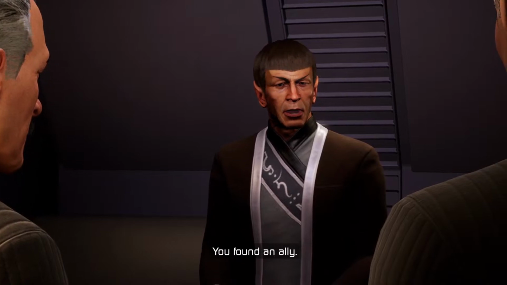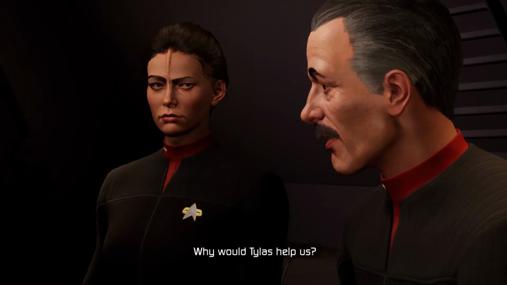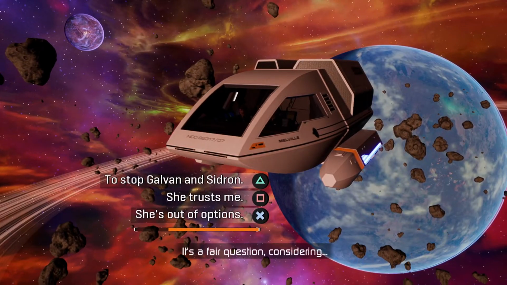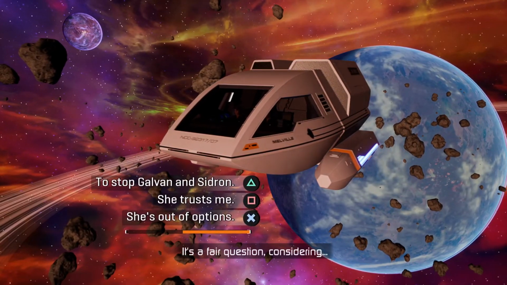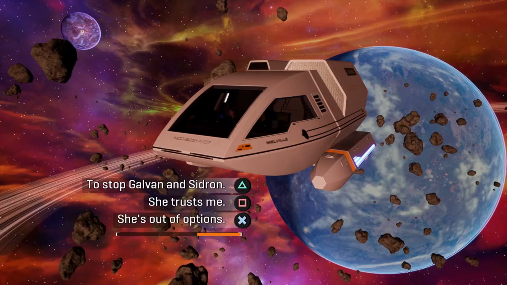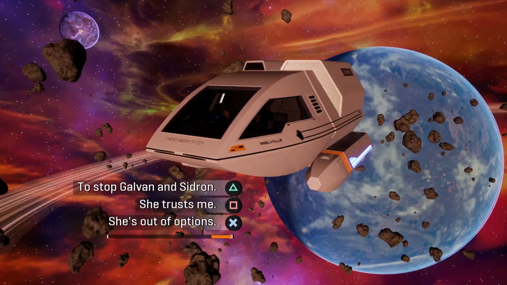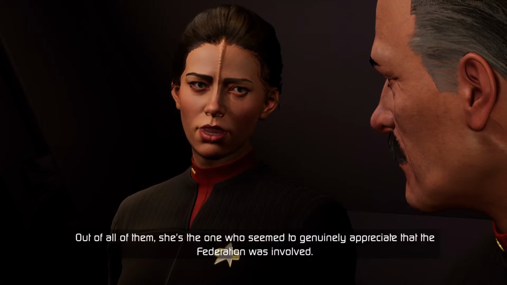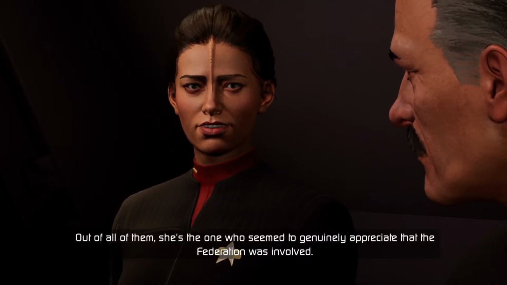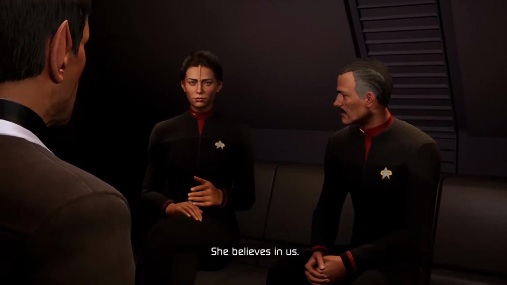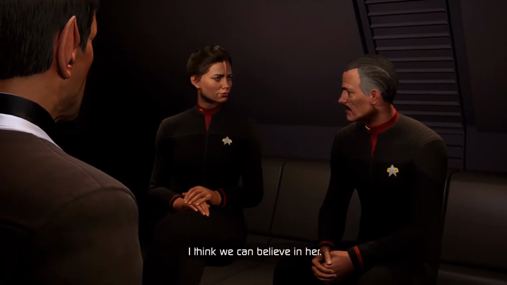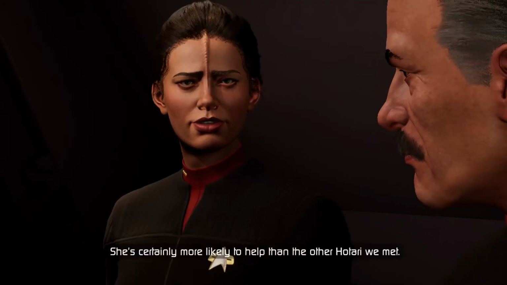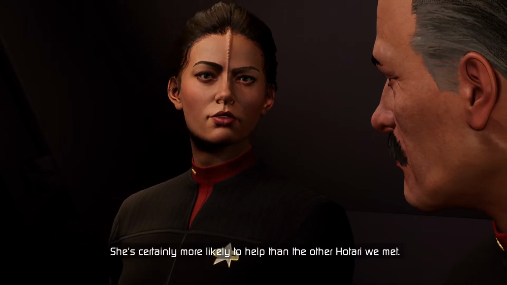You found an ally. Why would Tylus help us? Go behind her people's back? It's a fair question, considering. Out of all of them, she's the one who seemed to genuinely appreciate that the Federation was involved. She believes in us, and I think we can believe in her. That may be true. She's certainly more likely to help than the other Hotari we've met.